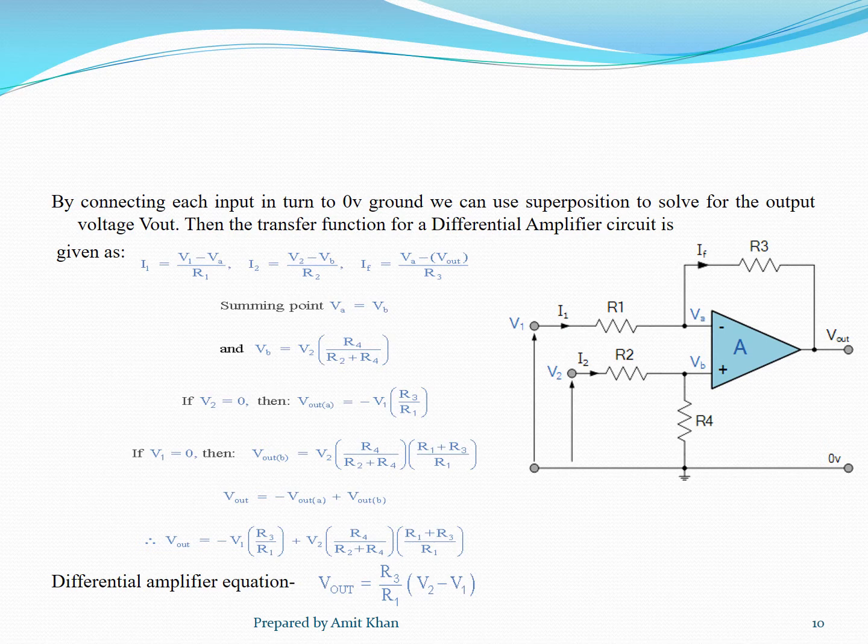And the summing point is VA equals to VB and VB equals to V2 into R4 divided by (R2 plus R4). Then if V2 equals to 0, then V out equals to minus V1 into R3 by R1, and we can get that V out is equals to minus V1 into R3 by R1 plus V2 into R4 by (R2 plus R4) into (R1 plus R3) by R1. So the differential amplifier equation is V out equals to R3 by R1 into (V2 minus V1).